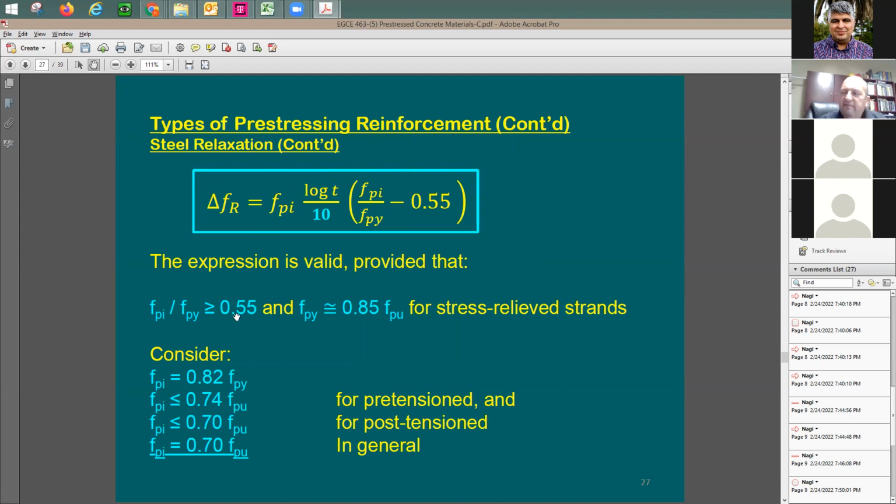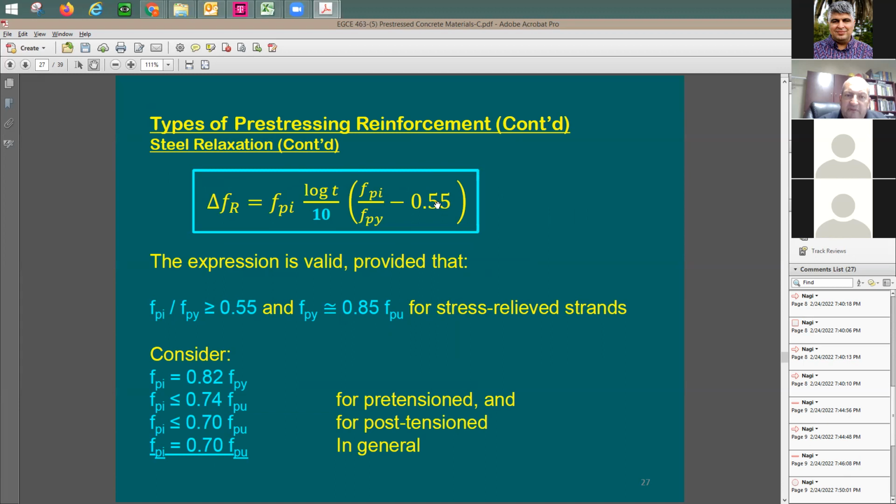Why 0.55? Because look at the equation. This is an empirical formula, right? It says FPI divided by FPY minus 0.55. If you put FPI divided by FPY to be less than 0.55, you're going to have a negative value. It doesn't make any sense. So you shouldn't be using any value of FPI divided by FPY less than 0.55.